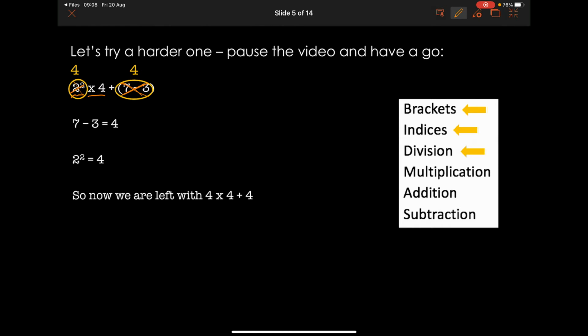So we've got no division to do, okay, but then we're on to multiplication. We've got 4 times 4. And 4 times 4 becomes 16. So now we're left with 16 plus 4. So we can just add them together. 16 plus 4 is 20. And we've got no subtraction to do, so we're finished. So our answer is 20.